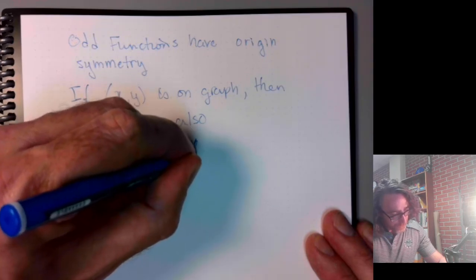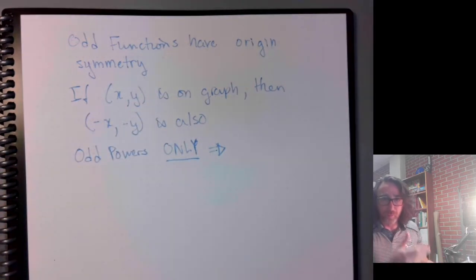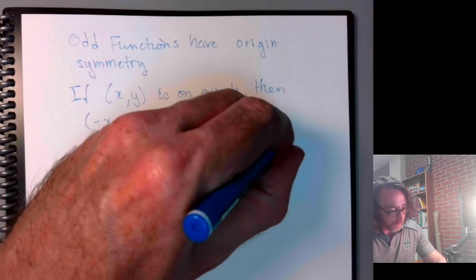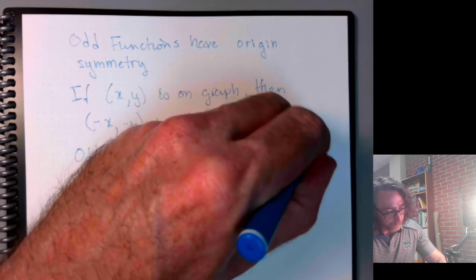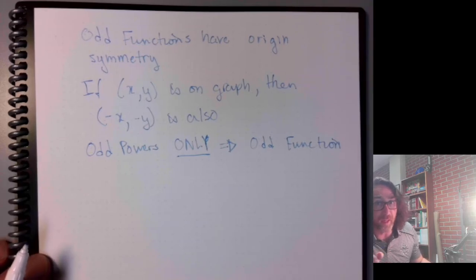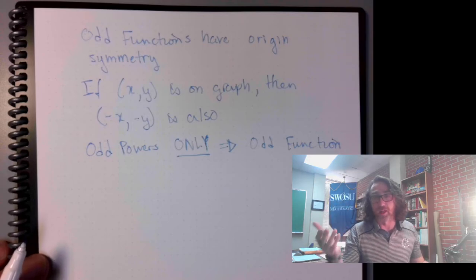And a quick way to check is if your function has odd powers only, then you have an odd function. Once again, that's not the only way to be an odd function, but if your function does have exclusively odd powers, then you have an odd function.